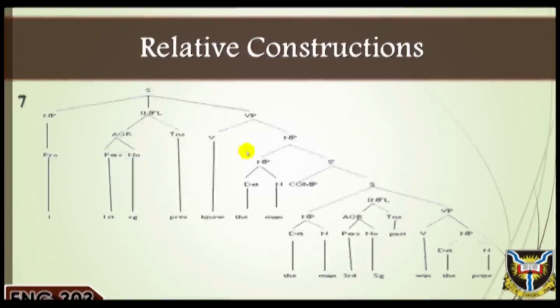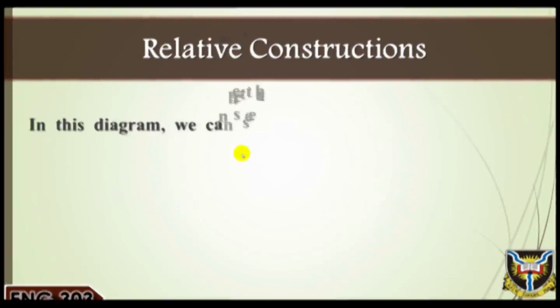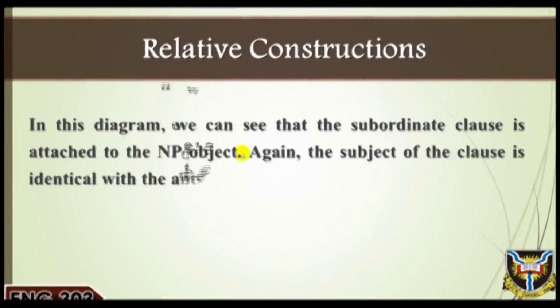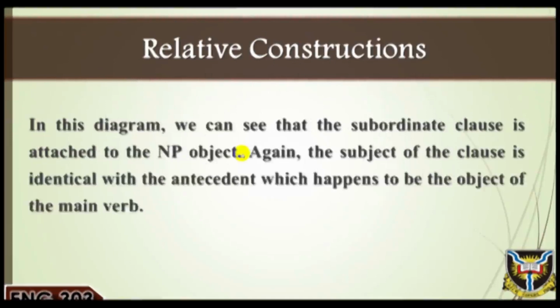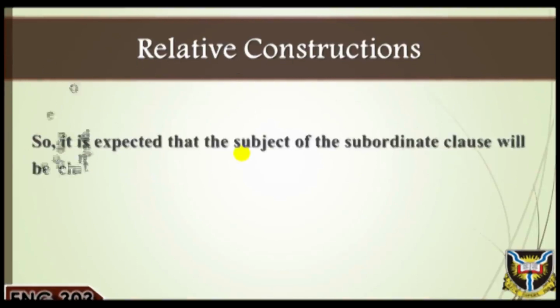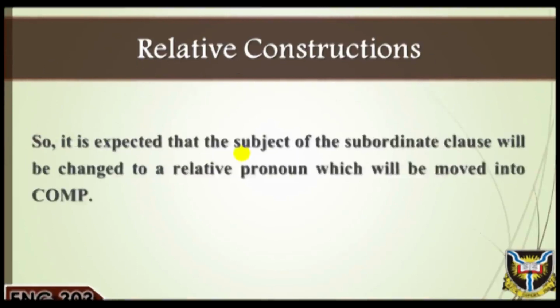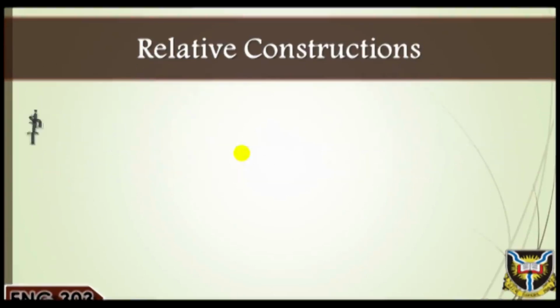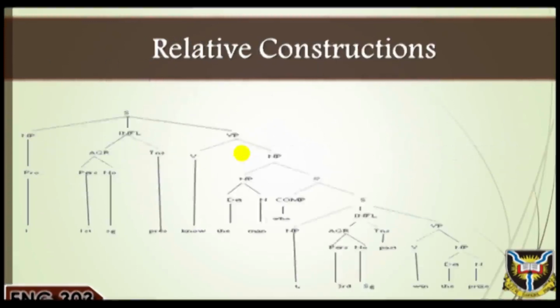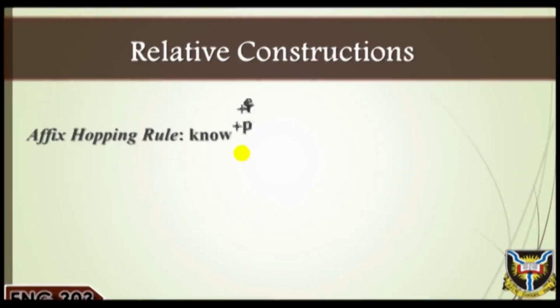In this diagram, we can see that the subordinate clause is attached to the NP object. Again, the subject of the clause is identical with the antecedent, which happens to be the object of the main verb. So, it is expected that the subject of the subordinate clause will be changed to a relative pronoun, which will be moved into comp. This is exactly what happened, as the following surface structure analysis shows. Surface structure: I know the man who won the prize.